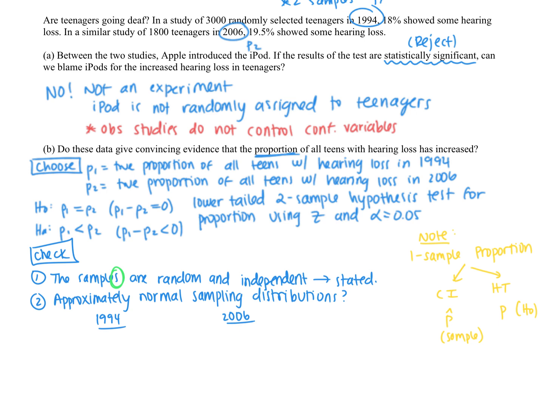So if we look at 1994, we have 3,000 students and 18% of them had some type of hearing loss. So when we multiply, that's 540, which is greater than or equal to 10. And then we have our 3,000 times 0.82. And that ends up being 2460, which is definitely greater than or equal to 10.